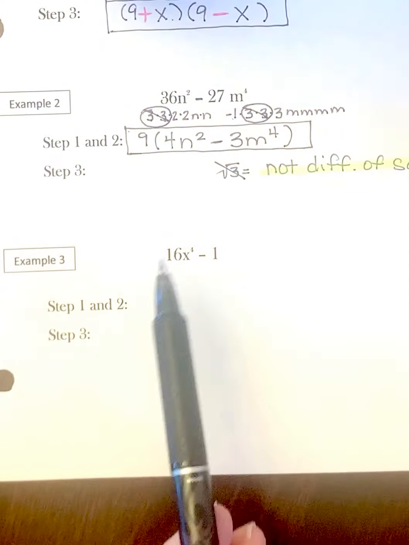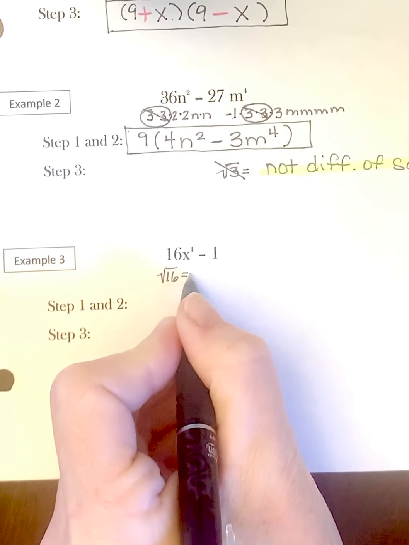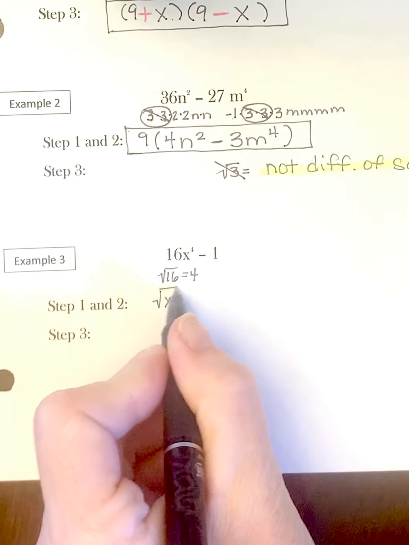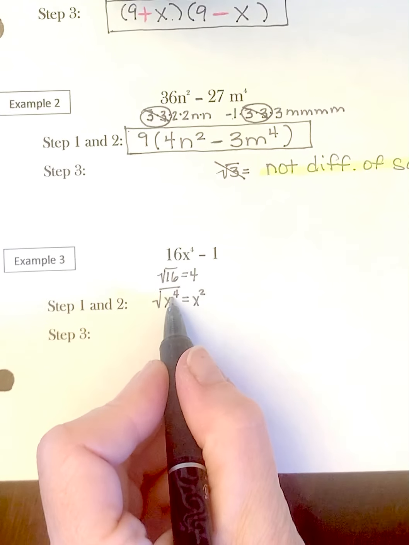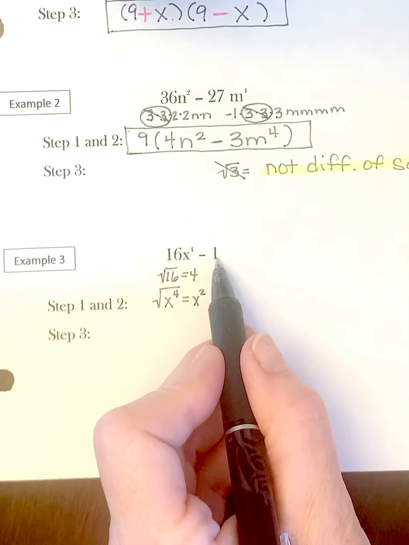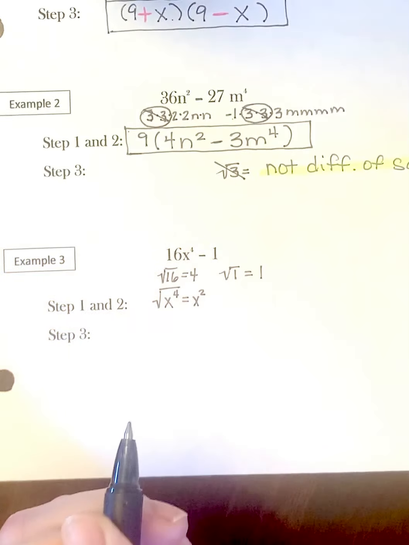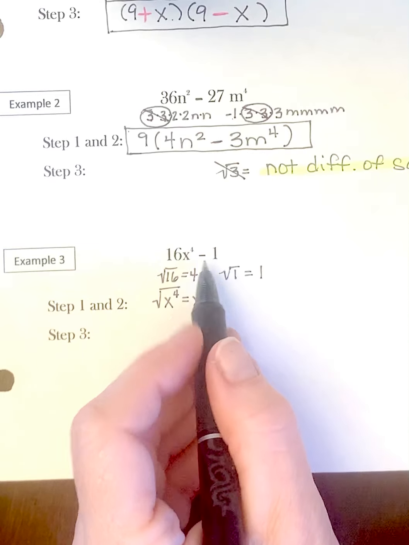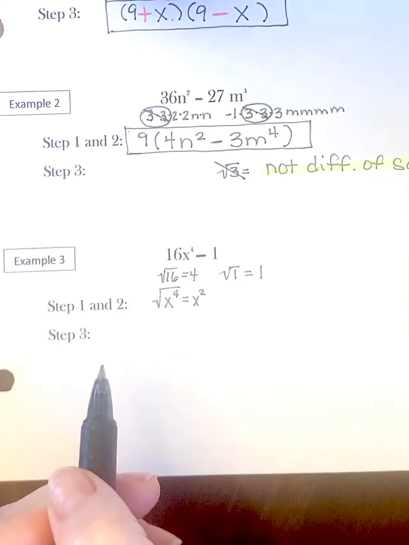So we ask ourselves, is this a perfect square? Well, I can take the square root of 16, that's 4. X to the 4th. What times itself gives me x to the 4th? Well, it's x squared times x squared equals x to the 4th. Okay, so that is a perfect square. Is the last term a perfect square? Well, can you take the square root of 1? Yes. 1 times 1 equals 1. So the 1 is a perfect square. Is this subtraction? Yes, it is. All right, so we have a difference of squares.